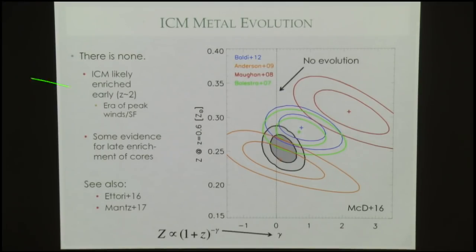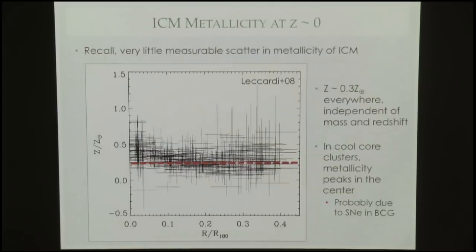There's some evidence for late enrichment of the cores. I'm not going to go into this because I don't know if I believe it, but it looks like the metallicity peak that we see in the centers of clusters might have come in since redshift 1. So if that turns out to be true, I said it first. If it's wrong, I didn't talk about it too much, so just to be safe.